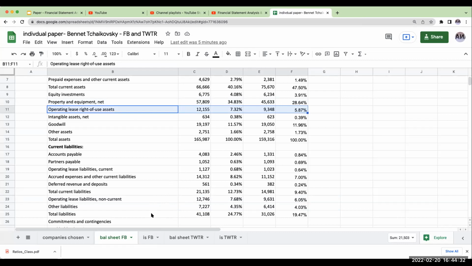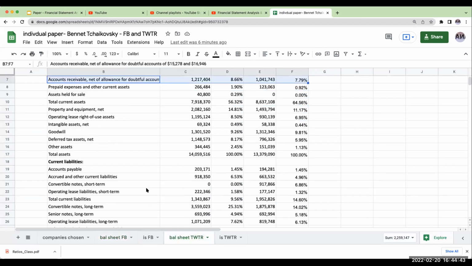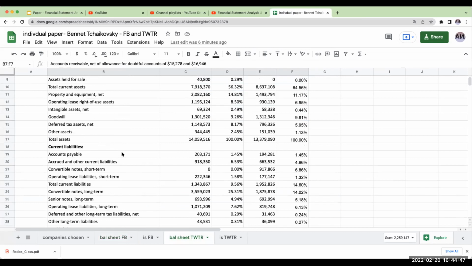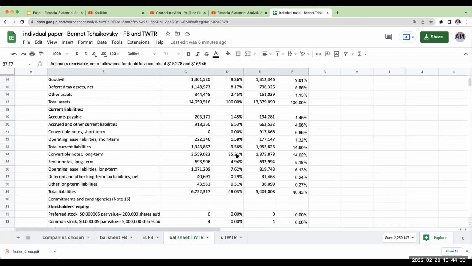Yeah, it is what it is. So when we look at this over here, there's really no debt for Facebook. Now for Twitter, they did have some convertible short-term notes that it looks like were in fact converted. They actually have some long-term convertible notes. They have some senior convertible notes. So this is going to be a bigger percentage between the two companies.